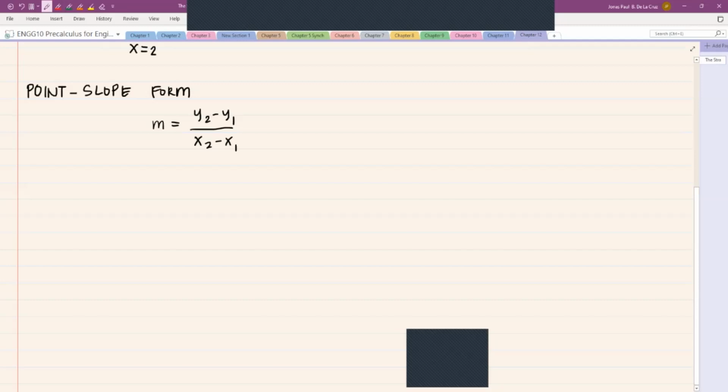Gawin lang natin na mga arbitrary yung y2 tsaka x2. Okay, so in this case, m is y minus y1 all over x minus x1. So galing dito yung formula natin, kapag sinolve natin ito, ang ano natin is y minus y1 is equal to m times x minus x1. So this is the form of a line in point slope form.